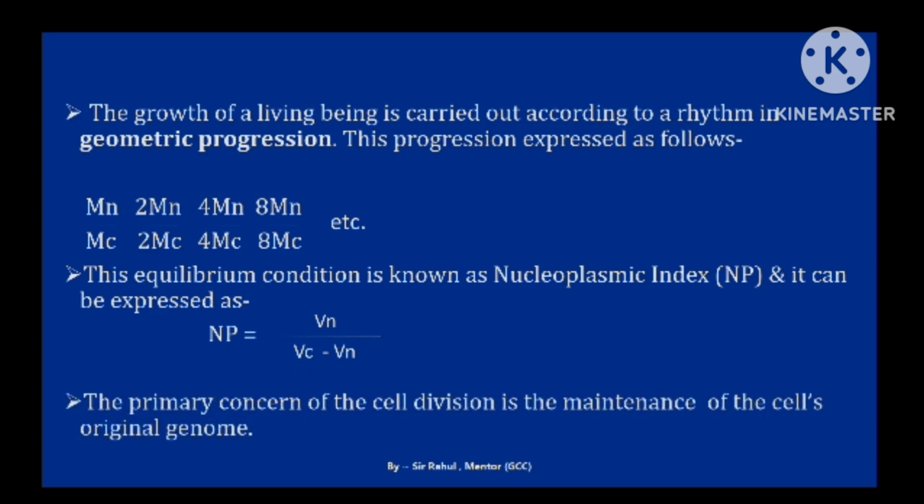The primary concern of cell division is the maintenance of the original cell's genome. That means the chromosomal number has to remain constant in every human being. Before division can occur, the genomic information that is stored in chromosomes, which are 23 pairs or 46 in number for human beings, must be replicated, and the duplicated genome must be separated cleanly between the daughter cells. Now let's move on to some historical review.